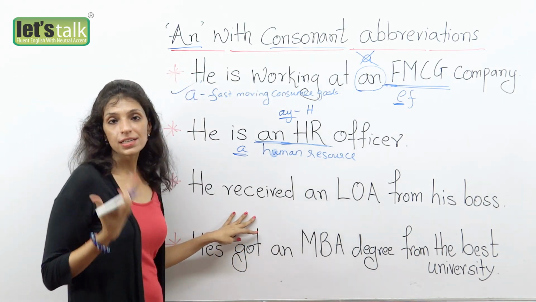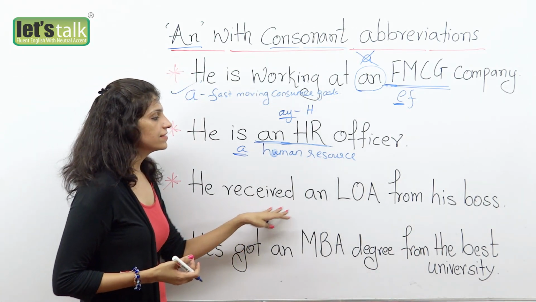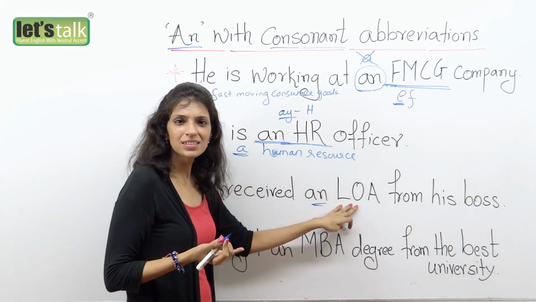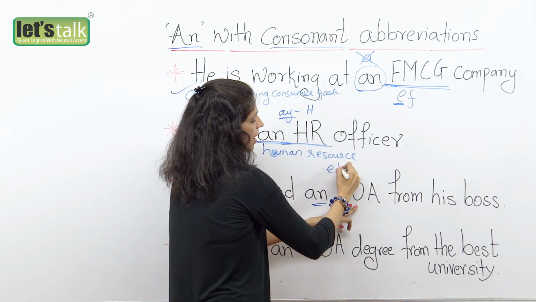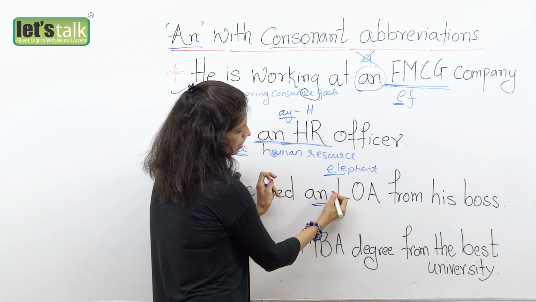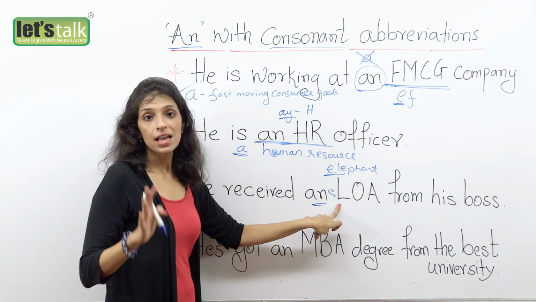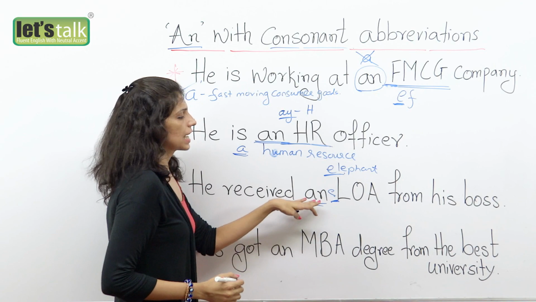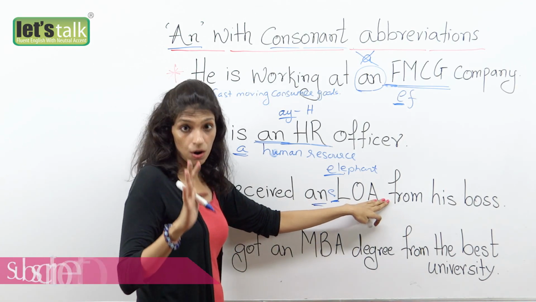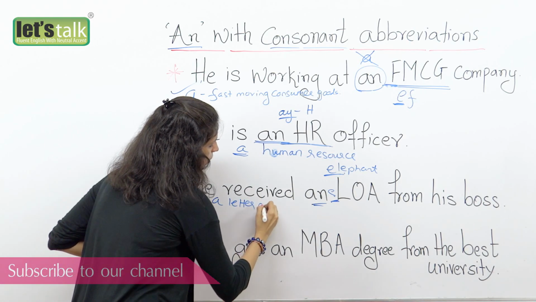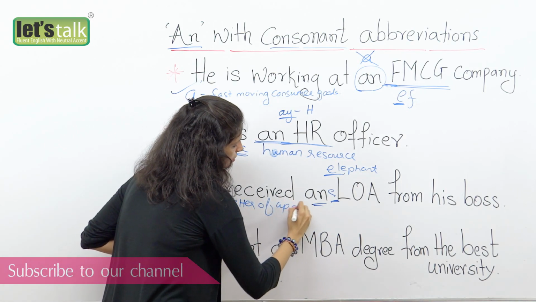Well, and he was really thrilled because he said he received an LOA from his boss. Elephant. Do you remember you say an elephant? So that means L. It's got the same sound here, the L sound. L is a consonant letter taking the sound of a vowel. So you say an LOA. Or you say he received a letter of appreciation.